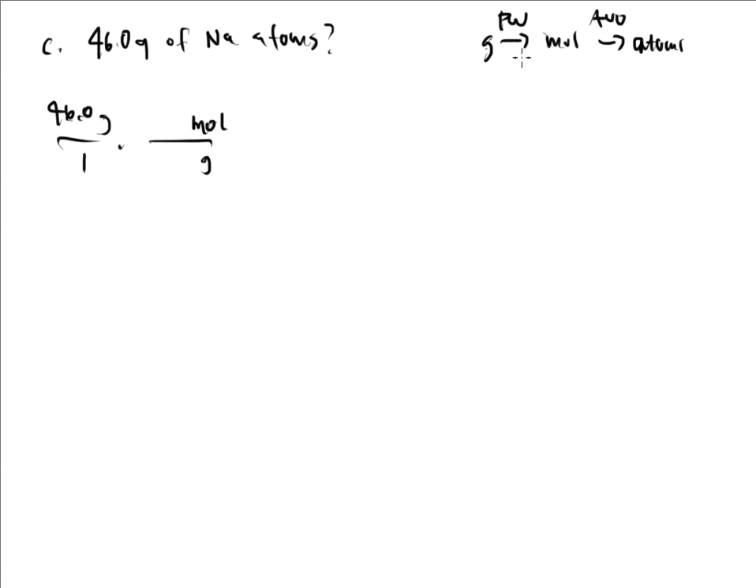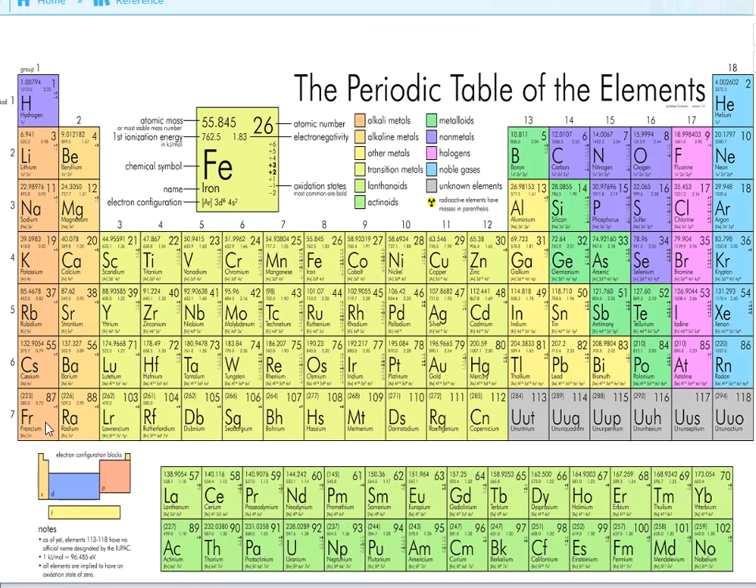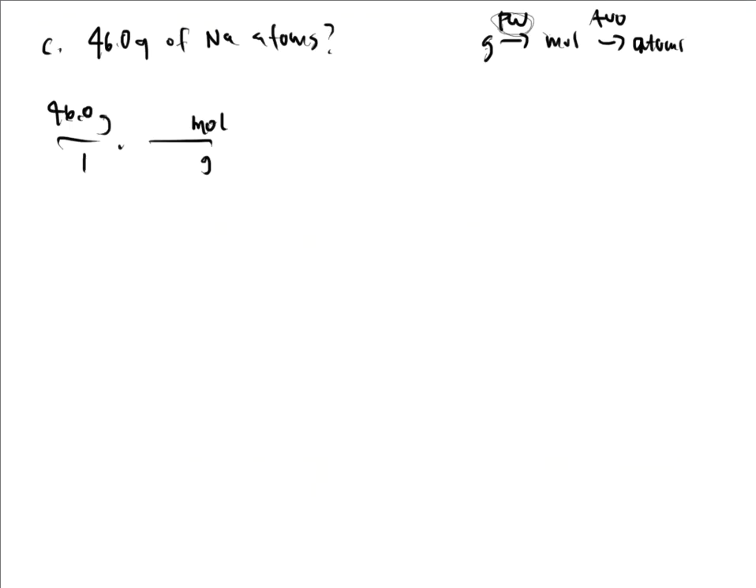Well, what number connects the two? It's formula weight. So I need the formula weight for sodium. Well, if I go back to the periodic chart, there's sodium at number 11. The formula weight's 22.99. That's it, right? It's just sodium. There's just one of them, no more than that. So the formula weight is 22.99 grams per mole. So there's gram, 22.99 for every 1 mole.